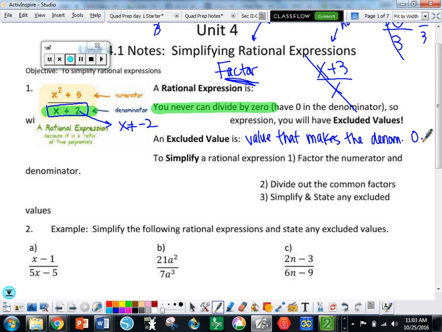Hey, 3 steps. First step, we have to factor the numerator and the denominator. Step 2, divide out the common factors. Now the entire factor has to be the same. For example, if you have an x plus 2, an x plus 1 over an x plus 2, this entire factor will cancel with this entire factor. And your answer would be left with x plus 1. Step 3, we simplify and state any excluded values.